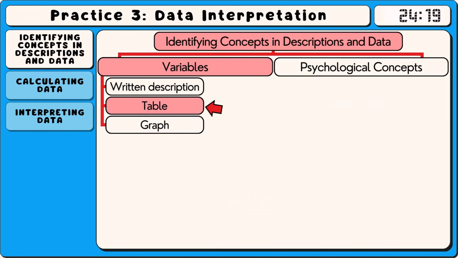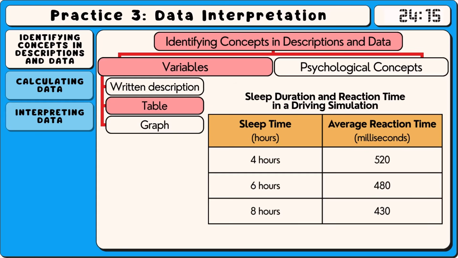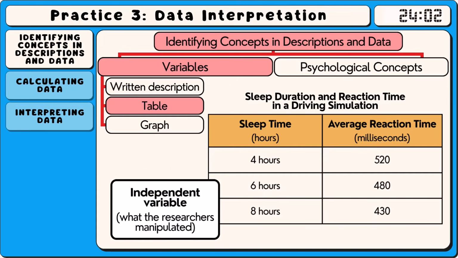Okay, now let's look at how to identify variables in a table. Imagine a researcher studies how much sleep students get and their average reaction time on a driving simulation. It's presented in the table shown on screen now. So again, let's find the independent variable and dependent variable. So the independent variable will be the thing that the researchers manipulated to ensure it is different across the three groups. Here it's sleep time.